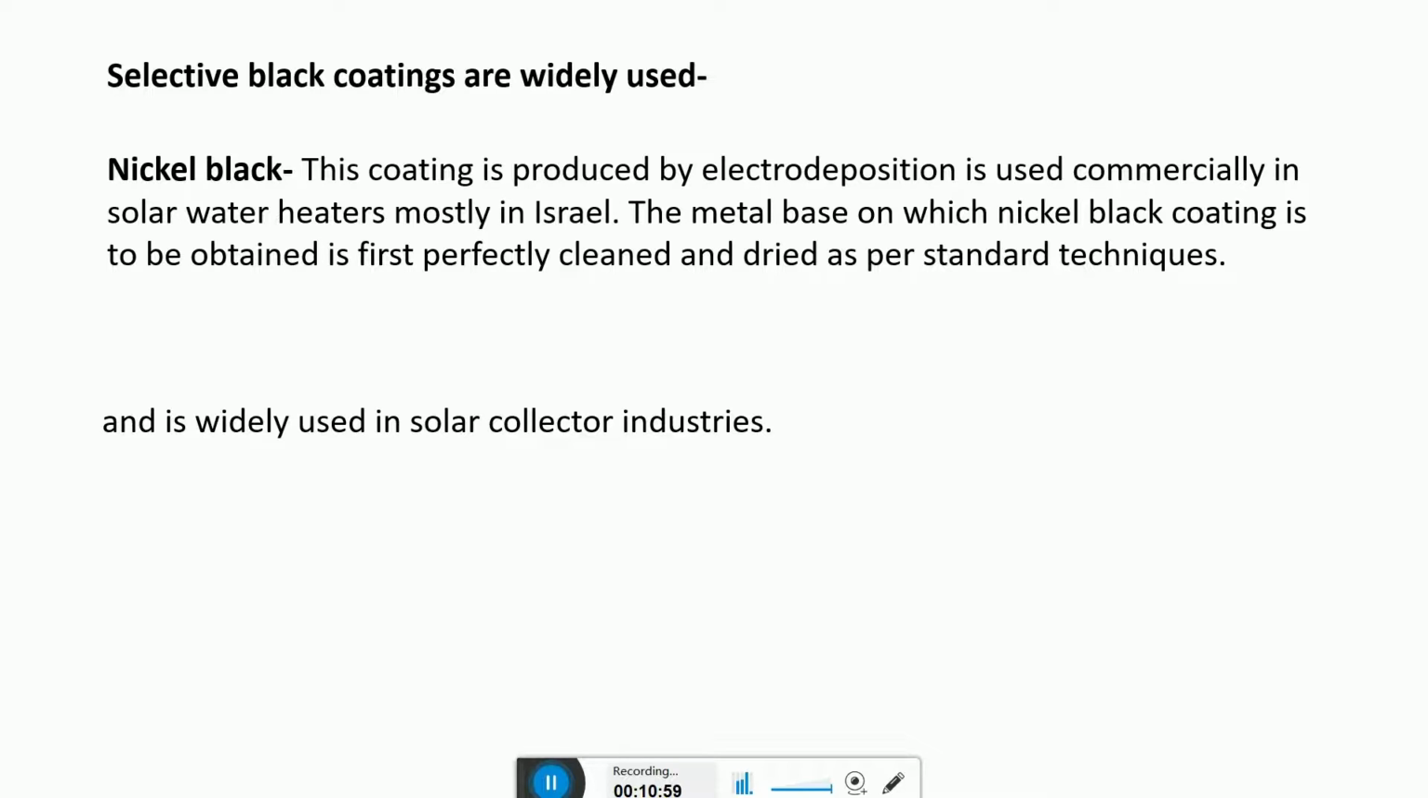The black coating is then obtained by immersing the substrate as a cathode in an electrolytic bath which contains nickel sulfate, zinc sulfate, ammonium thiocyanate, citric acid, etc.